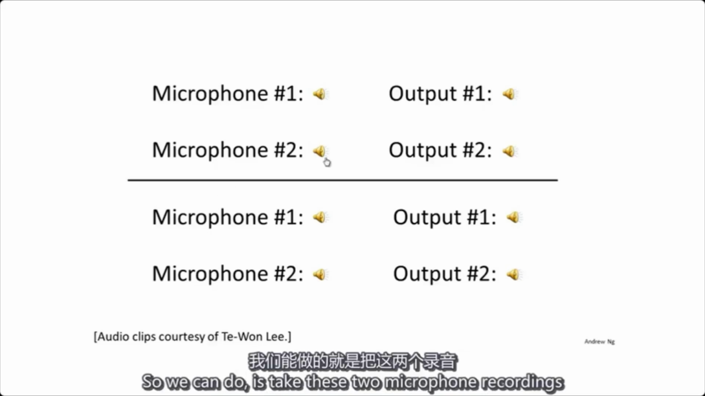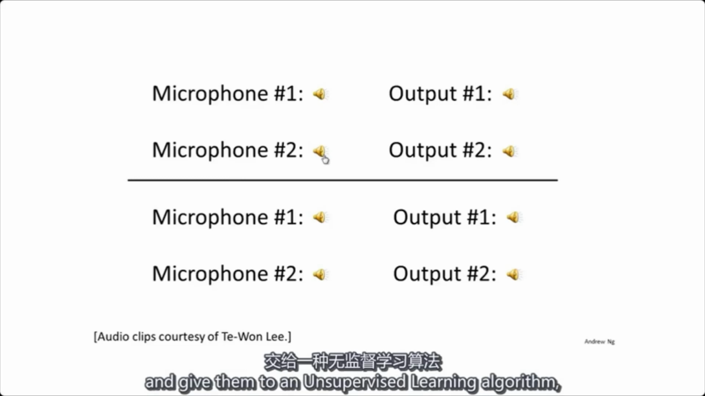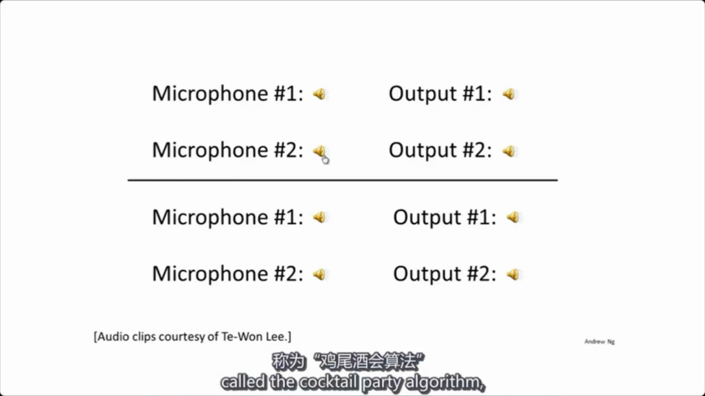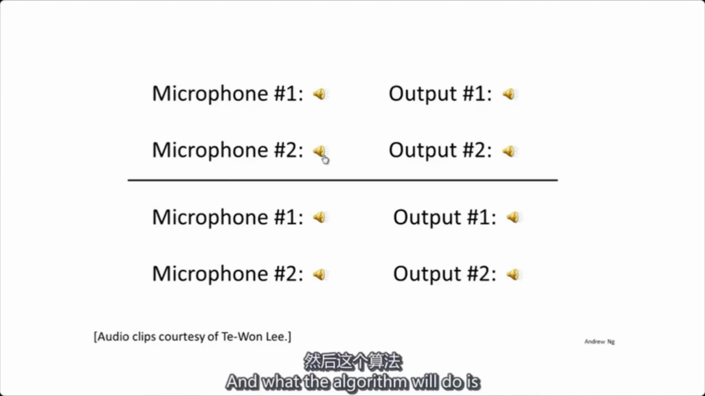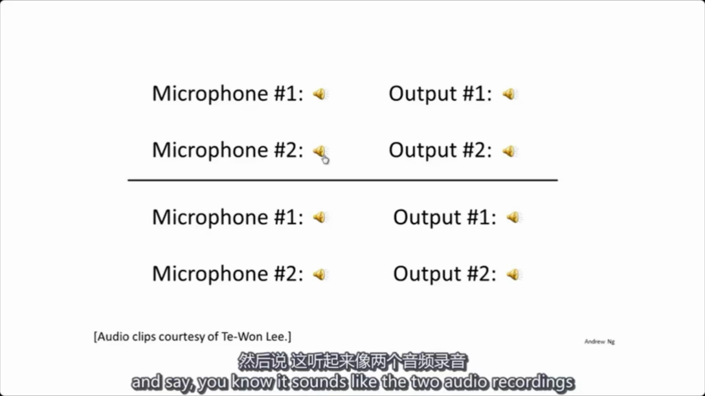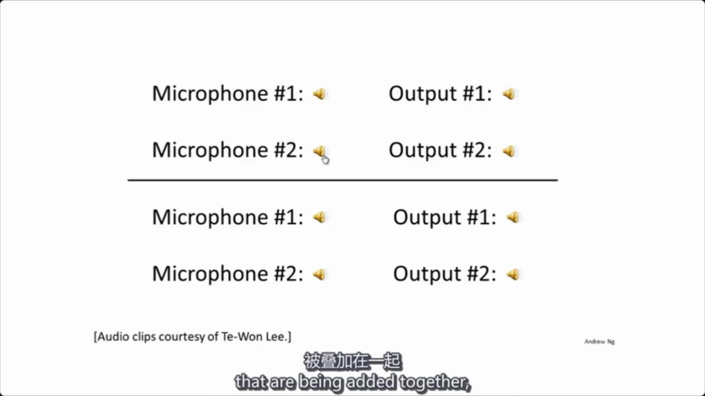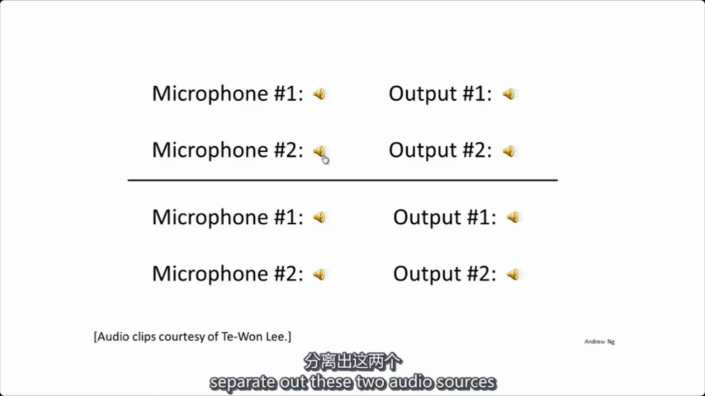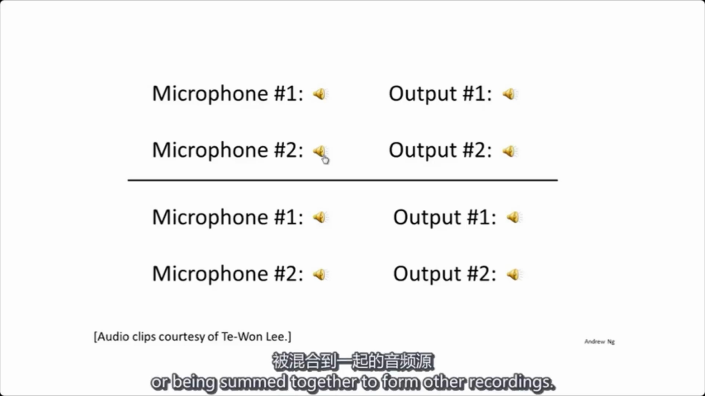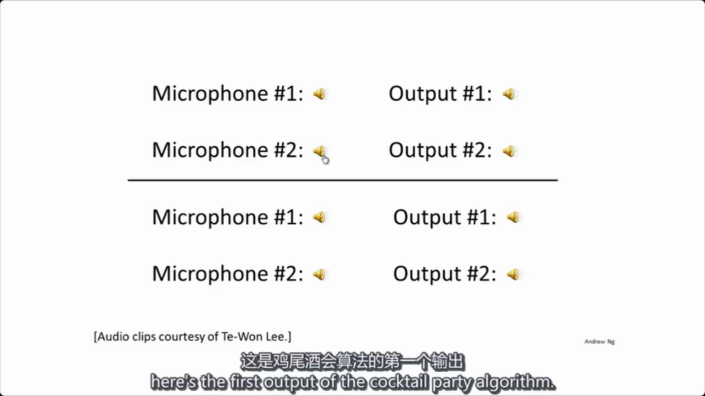So what you can do is take these two microphone recordings and give them to an unsupervised learning algorithm called the cocktail party algorithm, and tell the algorithm, find structure in this data for me. And what the algorithm will do is listen to these audio recordings and say, it sounds like there are two audio sources that are being added together or summed together to produce these recordings that we had. Moreover, what the cocktail party algorithm will do is separate out these two audio sources that were being summed together to form our recordings. And in fact, here's the first output of the cocktail party algorithm.